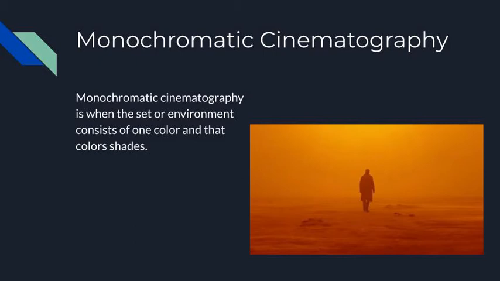Let's also talk about monochromatic cinematography. Monochromatic cinematography is when the set or environment consists of only one color and the shades of that color. The example in the bottom is a picture of Blade Runner 2049. As you can see, this environment only consists of the color orange and the shades of that color. It creates kind of this eerie vibe, I think.